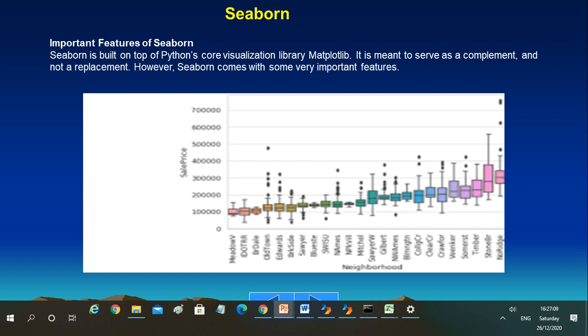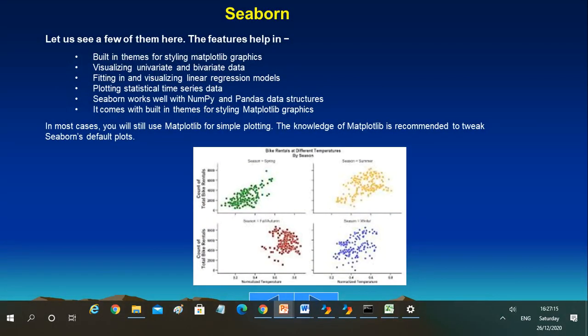However, Seaborn comes with some very important features. Let's see a few of them. The features which are very important and useful: built-in themes for styling matplotlib graphics, visualizing univariate and bivariate data, fitting and visualizing linear regression models, plotting statistical time series data. Seaborn works well with NumPy and Pandas data structures. In most cases, you will still use matplotlib for simple plotting. Knowledge of matplotlib is recommended to tweak Seaborn's default plots.